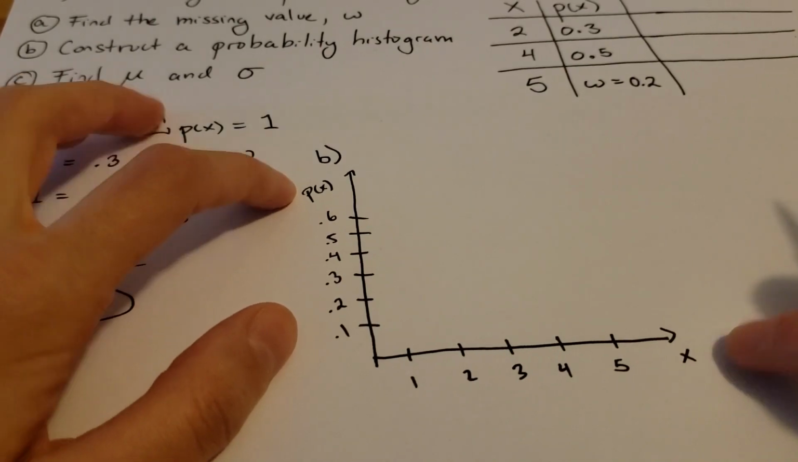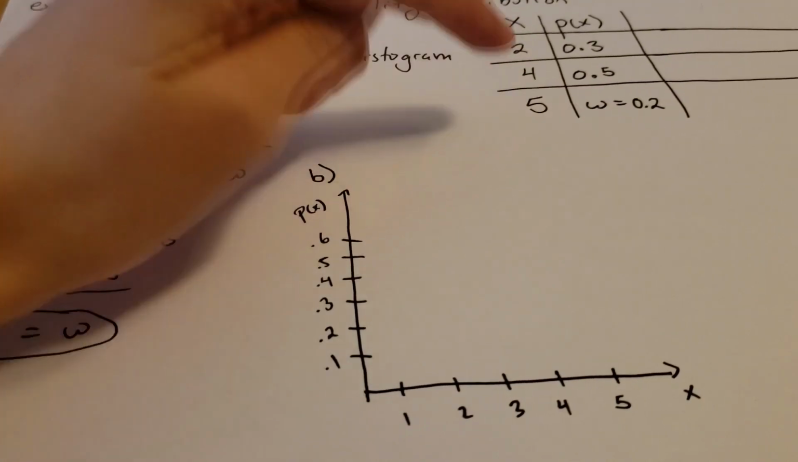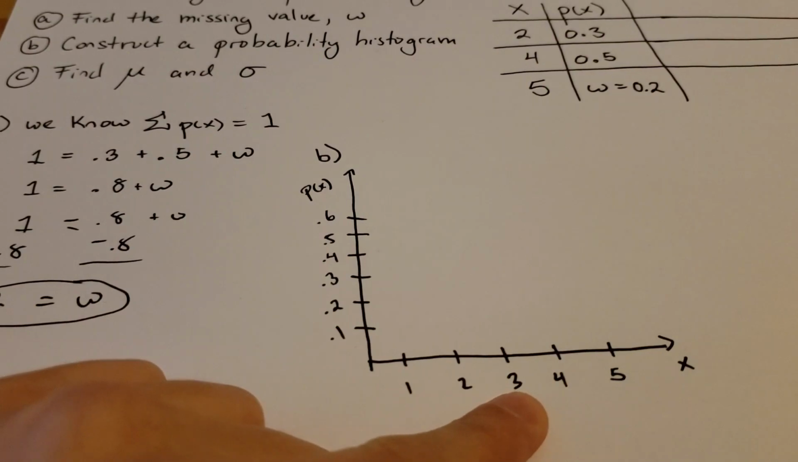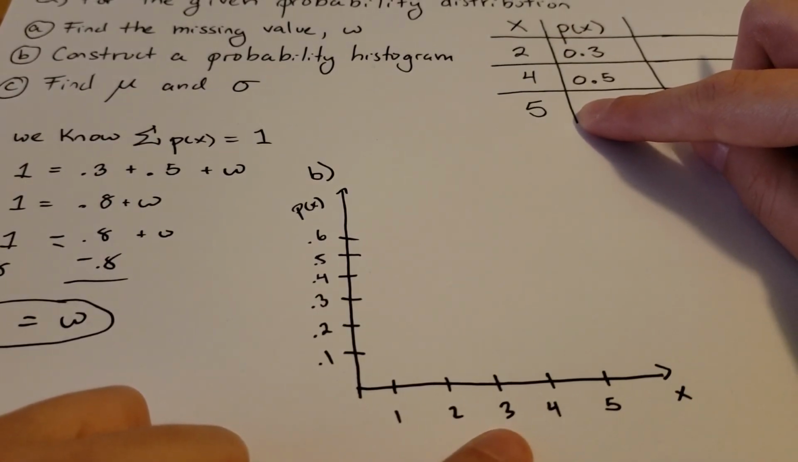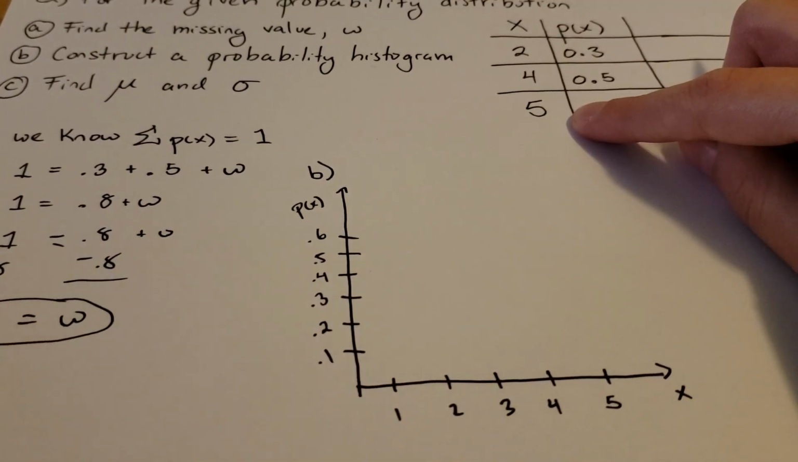And we're going to have to be a little bit careful with this. The x values that come up are 2, 4, and 5. So we're not going to have any bars at 1 and we're not going to have any bars at 3 because they never show up in our probability distribution. We're just going to be putting bars on values that actually show up in our probability distribution.